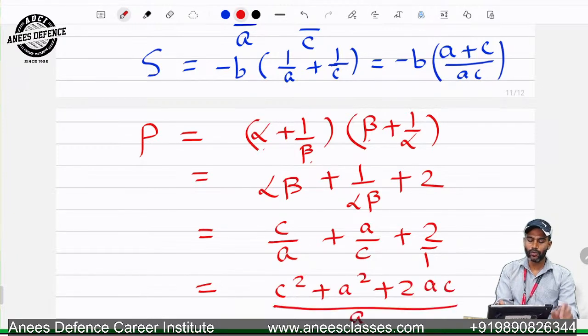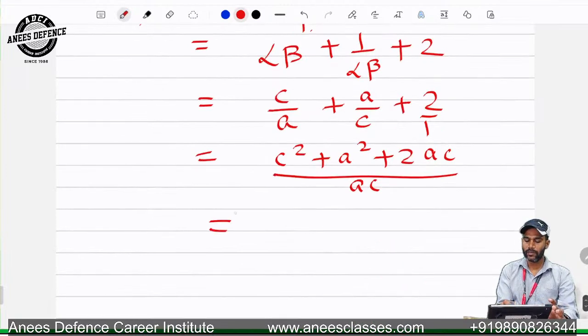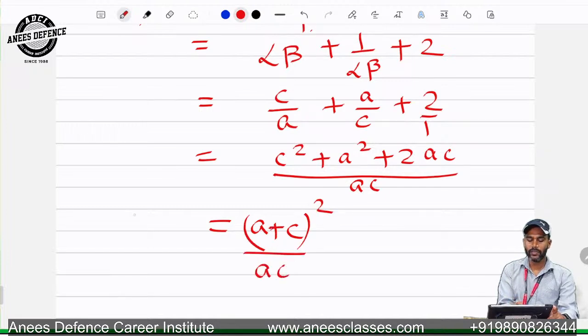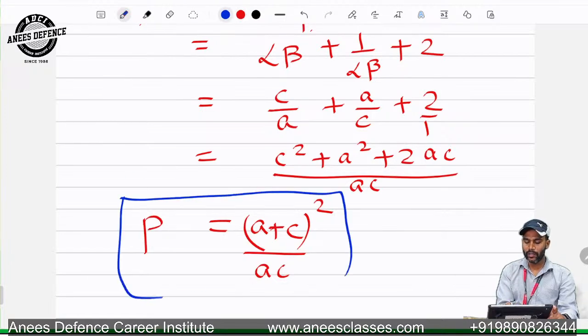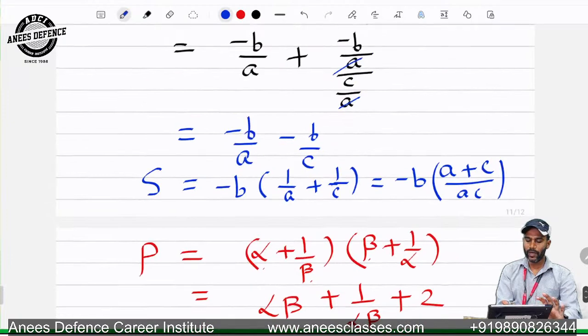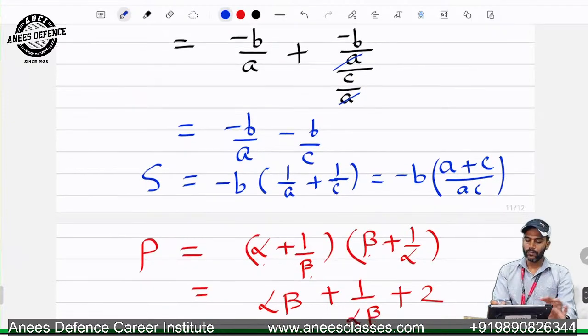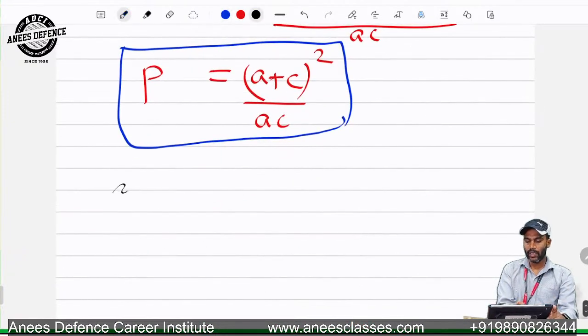Yes or no? Yes. Can I write this one as a plus c whole square, divided by ac? Yes or no? Yes. That is your product. So we have got the sum and we have got the product. Can't we find the equation now? Very easy. What was the equation? x square minus, minus what was the sum? Tell me.